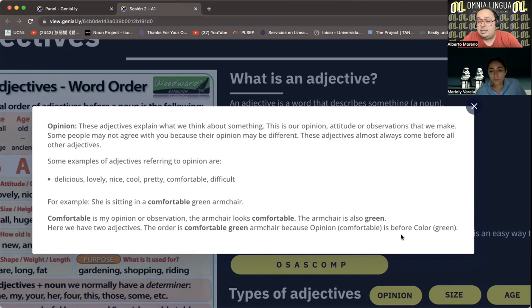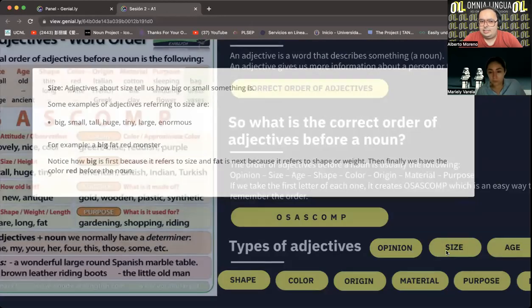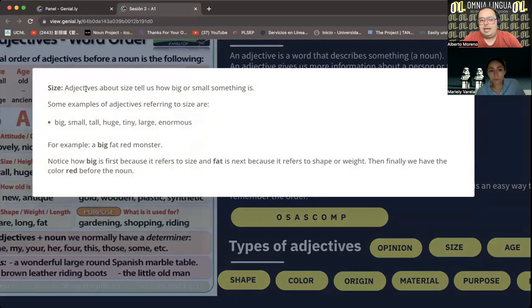I mean, we start with the opinion adjective, then we can add some other ones. But if we want to express the opinion, just remember the adjective is at the beginning. Then we have the size. Size adjectives are used to tell us how big or small something is. For example, in here we have some words like big, small, tall, huge, tiny, large, or enormous.